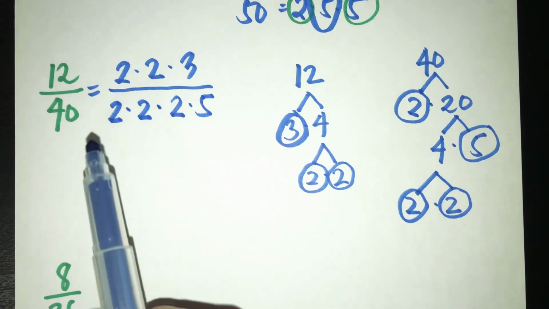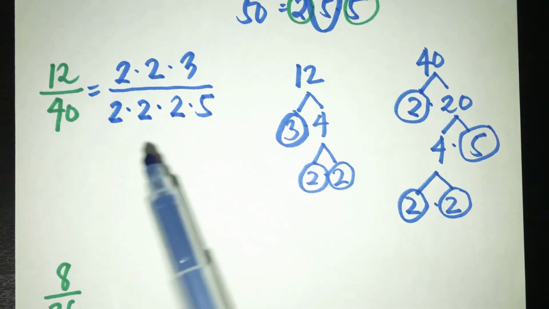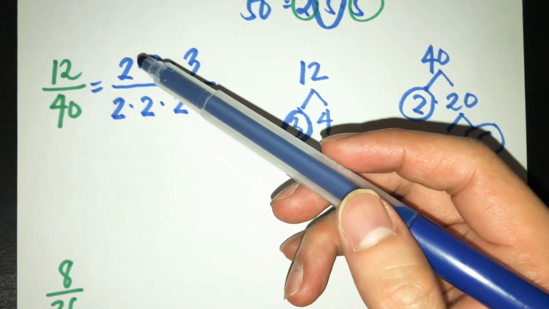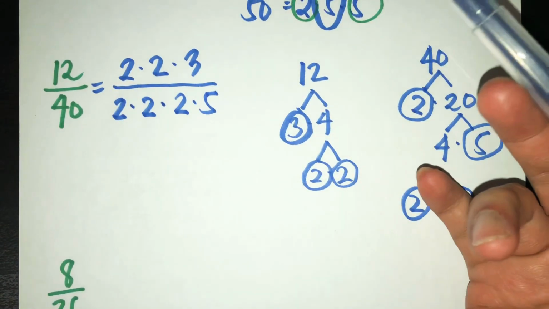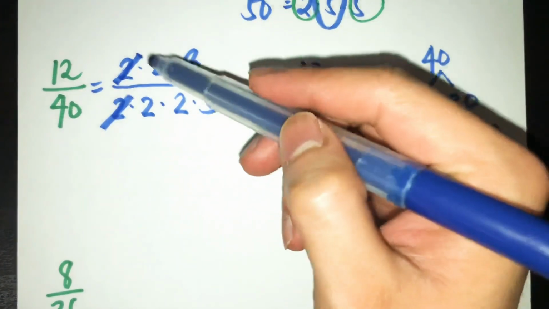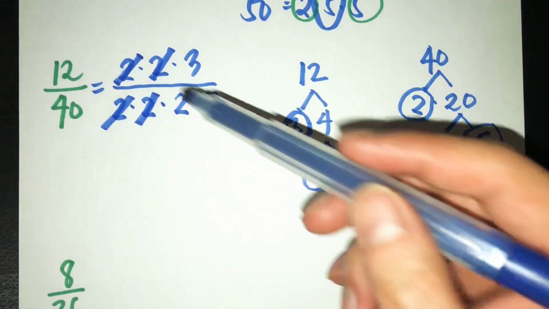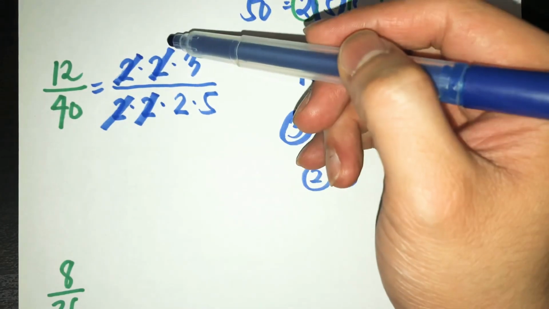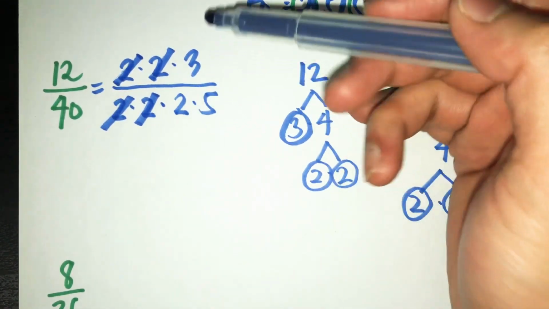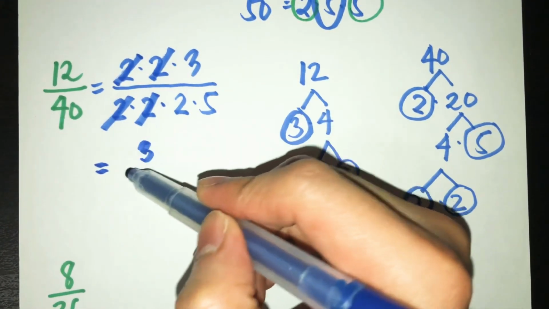Now we're going to cancel out the common factors. Again, the concept is that a number divided by itself is always equal to 1. So we cancel this, and cancel this. Meaning this one is equal to 1, and this one is equal to 1. So we are left with 3 over 2 times 5. So the answer here is 3 over 10.